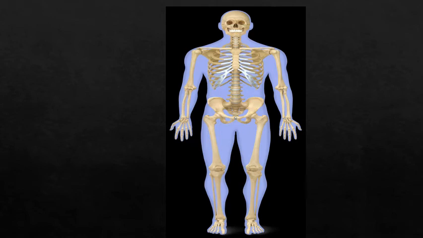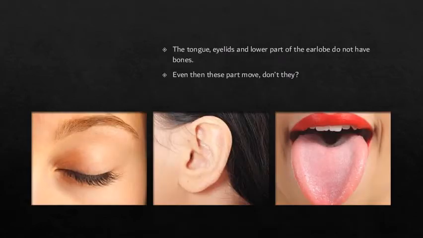You understood? There are some parts where the bones are not present. That is, the tongue, eyelid, and lower part of the earlobe do not have bones. Even though they don't have bones, they still move. You can still move your eyelids. If you open your eyes, close your eyes, you're moving your eyelids. You can touch your earlobes. Your tongue also does not have any bones, but you can talk with it, and you can taste with it, everything, right? So that is about the bones. They are present all over your body. They protect your internal organs.